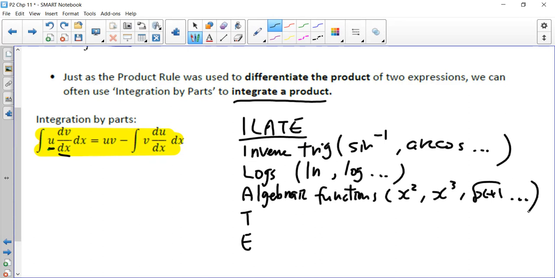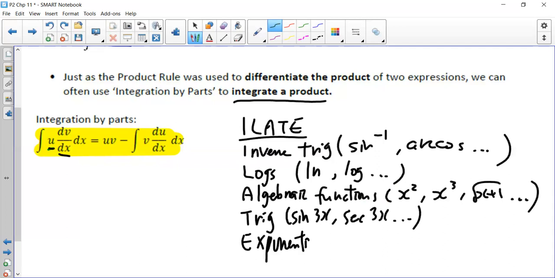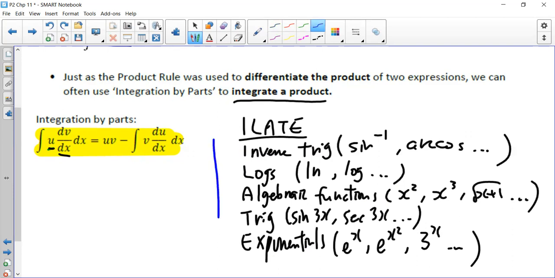These are algebraic functions. T stands for trig, let's say sine 3x, sec 3x, etc. And then E stands for exponentials, for example e to the power of x, e to the power of x squared, 3 to the power of x, etc. So what does this rule do? This rule tells you the order to choose u.